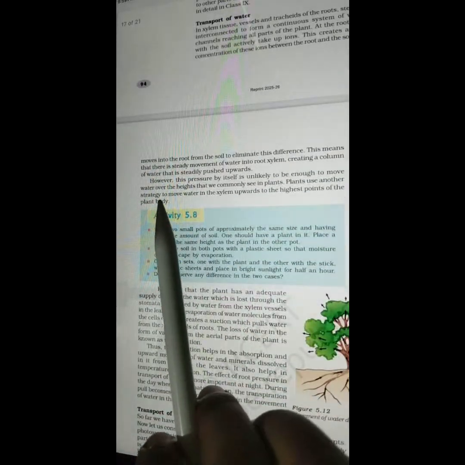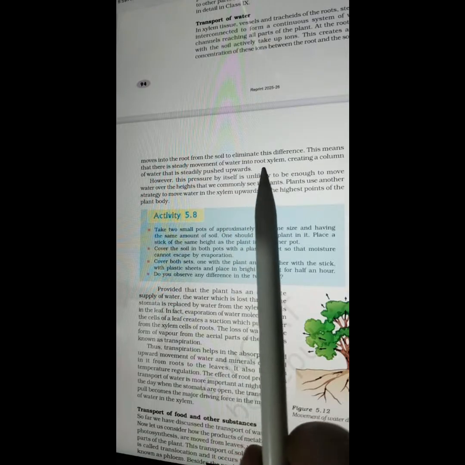Transport of water in xylem tissue: vessels and tracheids of the roots, stem and leaves are interconnected to form a continuous system of water conducting channels reaching all the parts of the plant. At the roots, cells in contact with the soil actively take up ions. This creates a difference in the concentration of these ions between the root and the soil. Water, therefore, moves into the root from the soil to eliminate the difference.